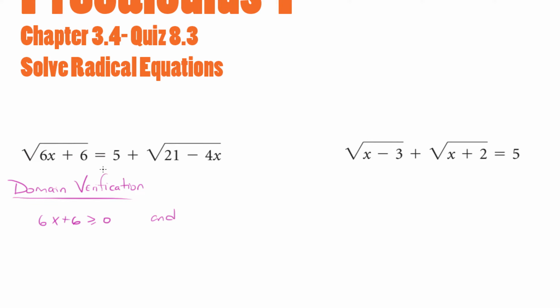And this is an and statement. Both have to be satisfied at the same time. 21 minus 4x has to be greater or equal to 0. Therefore, 6x must be greater or equal to negative 6. Negative 4x has to be greater or equal to negative 21. Divide by 6. x has to be greater or equal to negative 1. When you divide by a negative, the inequality changes direction. So x is less or equal than negative 21 divided by negative 4. It's just 21 over 4.